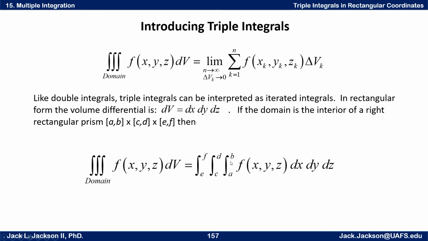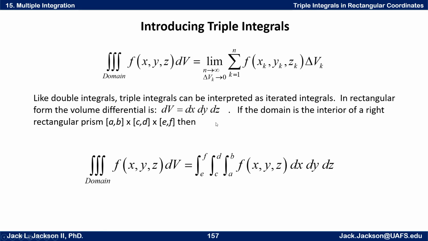The first integral goes from a to b for x. The second integral with respect to y goes from c to d. And the third integral goes from e to f on z. And if you switch the orders, you just have to make sure these limits go with the right variable. So for example, if you switch x and y, you'd make sure this one goes from c to d for y first, and then a to b for x next.